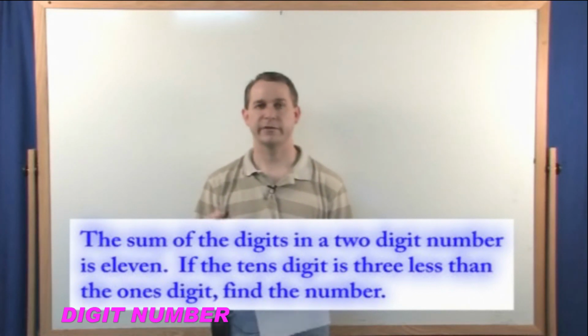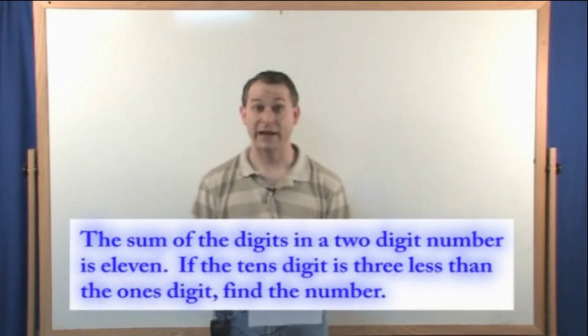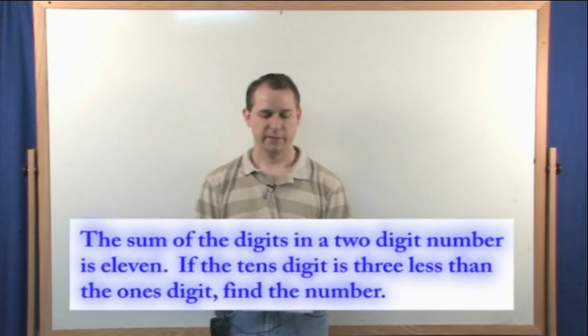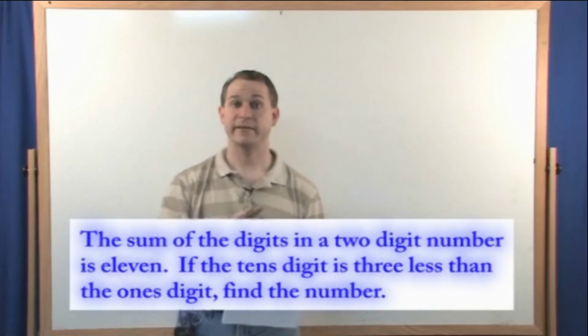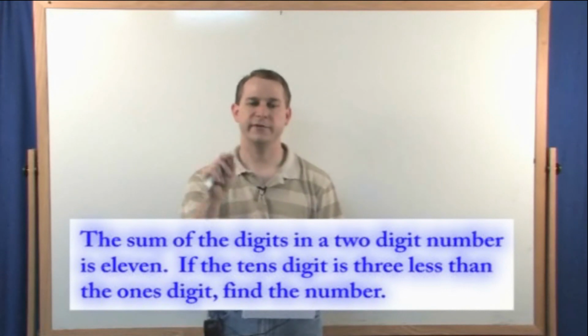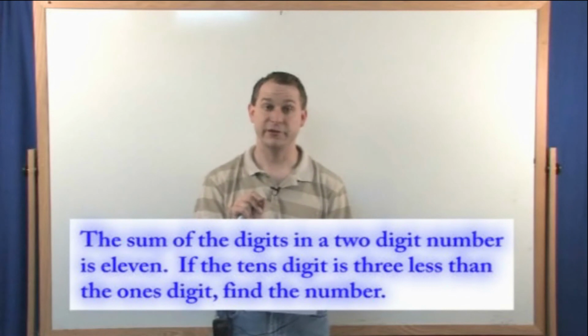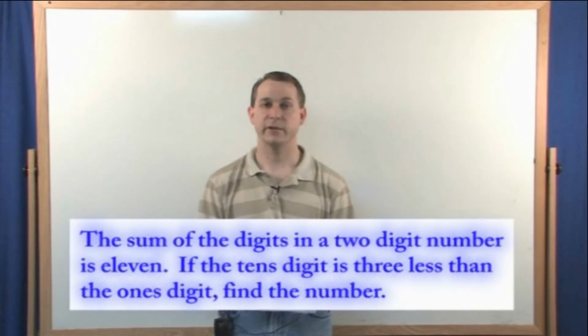So the first thing we have to do, just like we have to do with any of these problems, is understand what it's actually asking us, okay? So we have a two-digit number, and we're going to be asked to find the number. So there's two digits, 1, 2, okay? The sum of the digits in these numbers must be equal to 11, okay? And if the tens digit is 3 less than the ones digit, then we have to find the number.